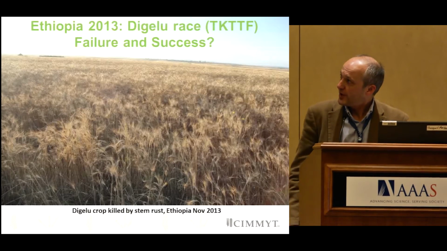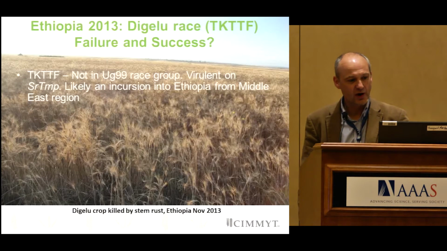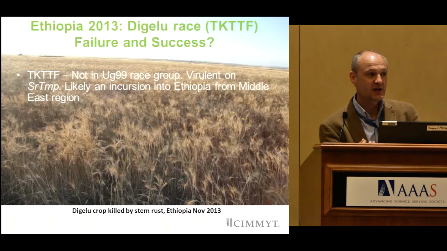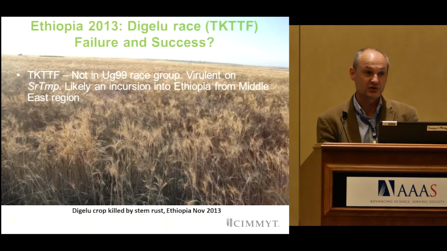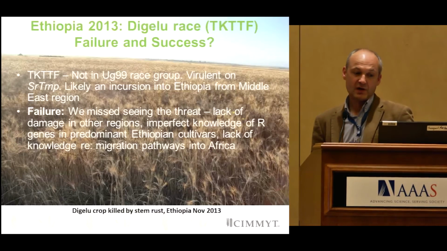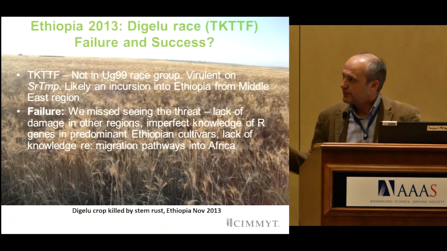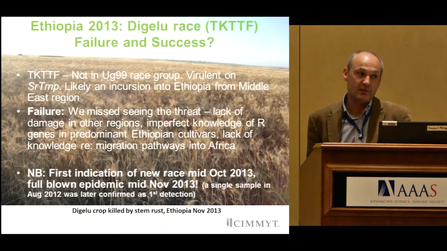In the case of Ethiopia, in 2013, we had this race, Digelu race, come in. It was not UG99, so this highlights the threat of stem rust per se. It's not just UG99 we need to be worried about. The failure we had here is we missed seeing this threat. We didn't pick it up.